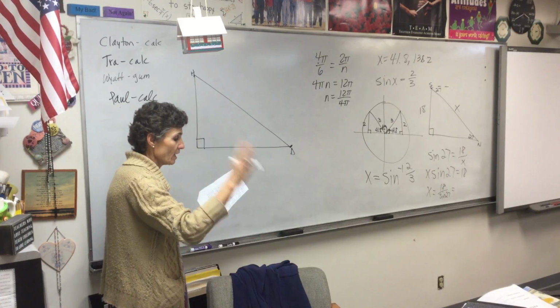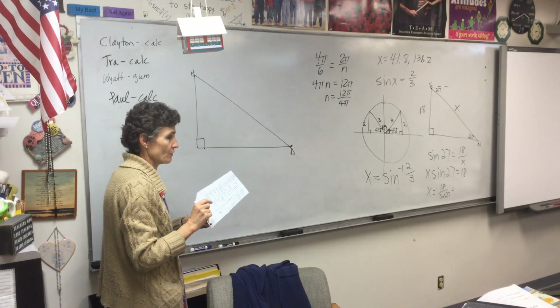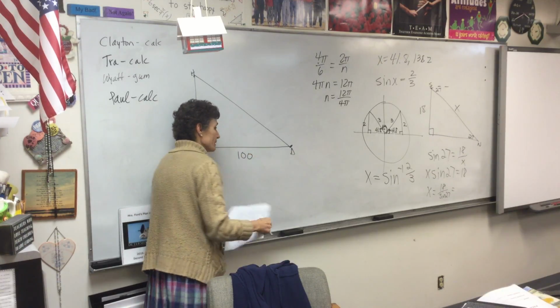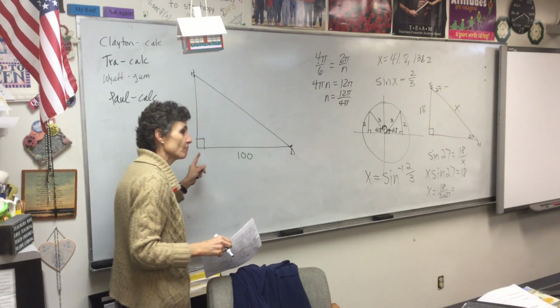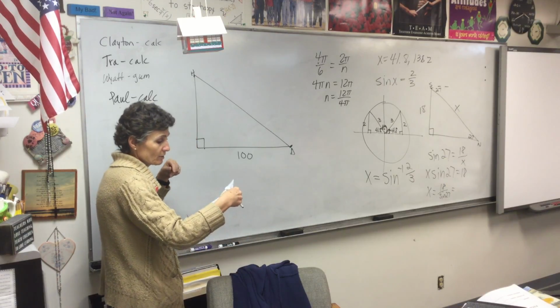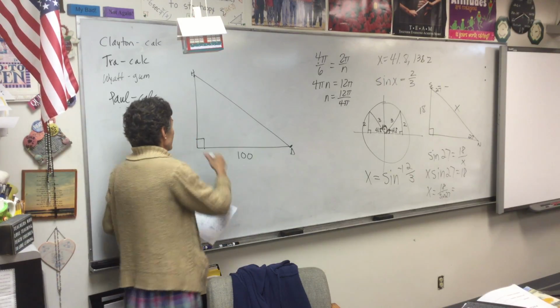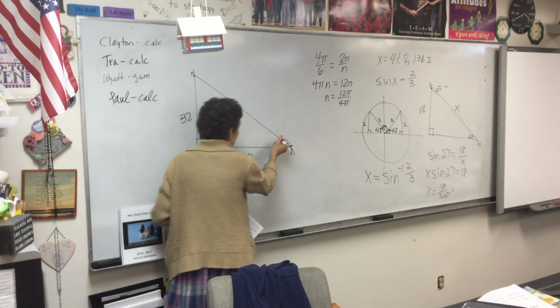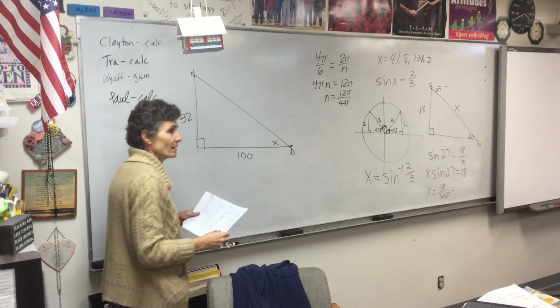So where do I put the 100 and where do I put the 32? 100 on the bottom because the duck is 100 feet from the base of the tree. Where do I put the 32? It's how tall the tree is. Your job is to find this right here. You want the angle of elevation.